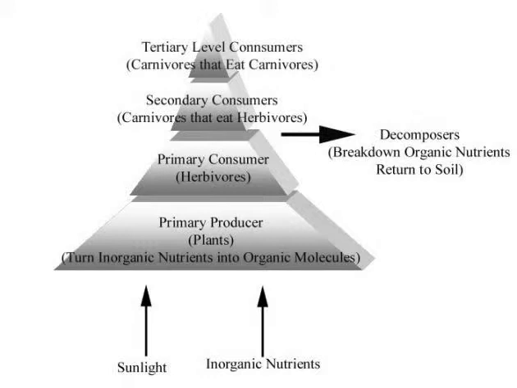Using a food web, an energy pyramid can be constructed. Plants are called primary producers. They are at the bottom of the energy pyramid. Primary consumers are herbivores that feed on plants. Secondary consumers are carnivores that feed on herbivores. Lastly, tertiary consumers are carnivores that feed on other carnivores.